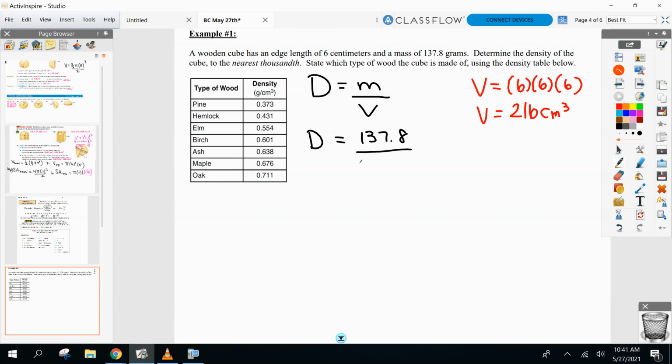Perfect. So divide by 216. The density of this cube, round to the nearest 1,000, 3 decimal places. So look at that fourth number and see if you have to round or not. Density, 0.638 grams mass divided by volume, cubic centimeters. So there's your density, part 1 of the problem done.